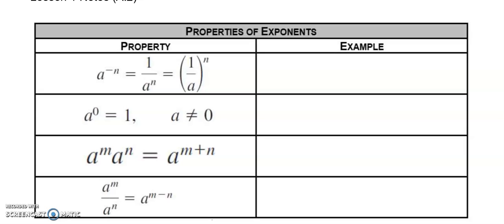Today we're going to talk to you about properties of exponents. I don't know why I said we. I'm going to talk to you about properties of exponents. This video has 4 different properties. First one we'll talk about is negative exponents.